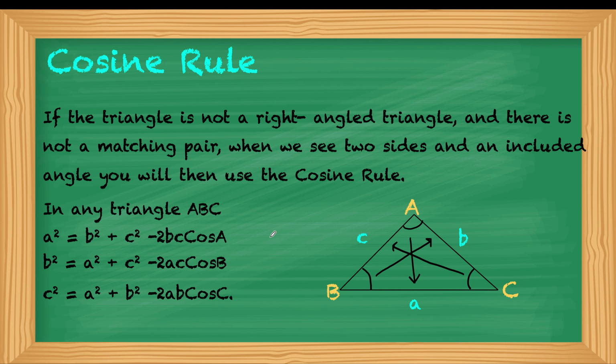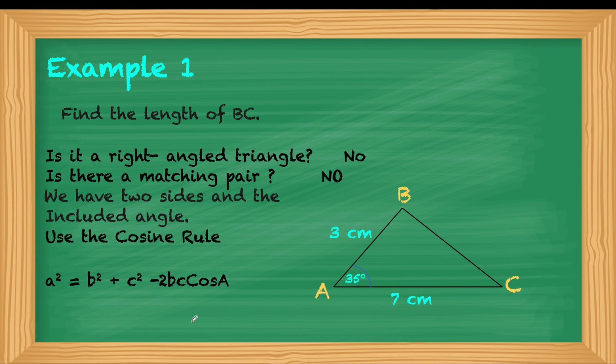For side B, it's the same thing. We'd use b squared equals a squared plus c squared minus 2ac cos B. And the same thing applies for finding the length of C. Now let's look at this example.